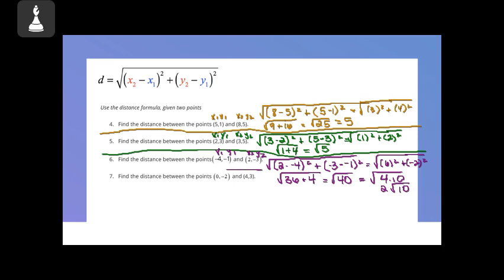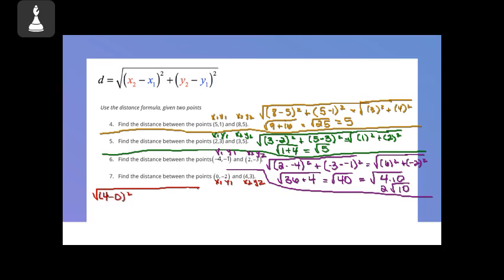One more pair of points, (0, -2) and (4, 3). So x1, y1, x2, and y2. Let's go to our formula. x2 minus x1, 4 minus 0. We will square that. Plus y2 minus y1, 3 minus -2, which we will square as well.